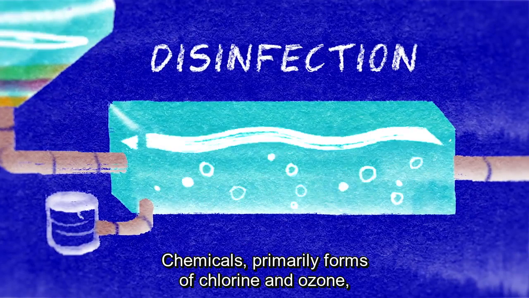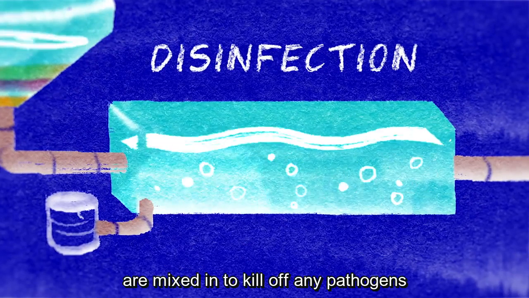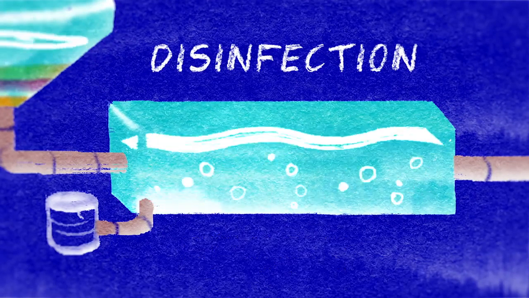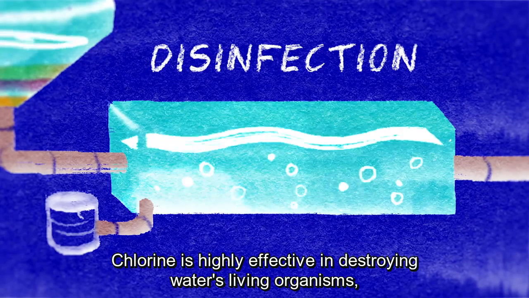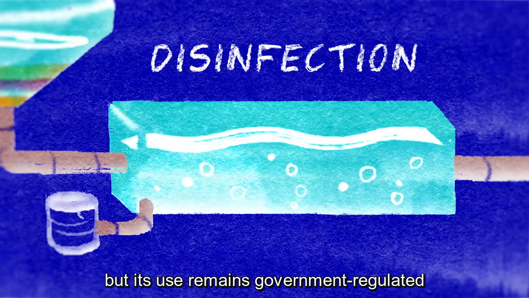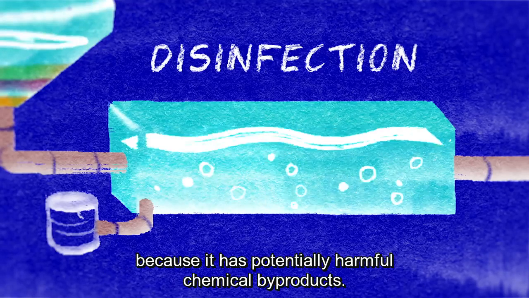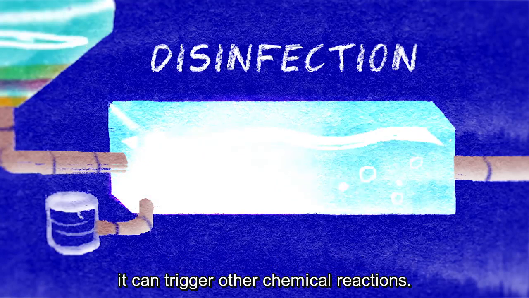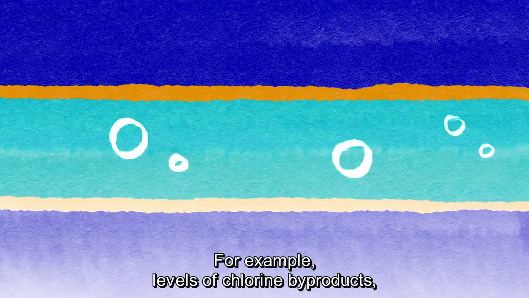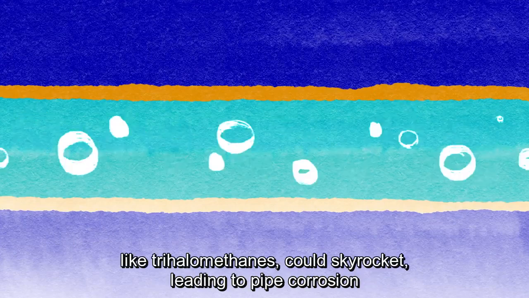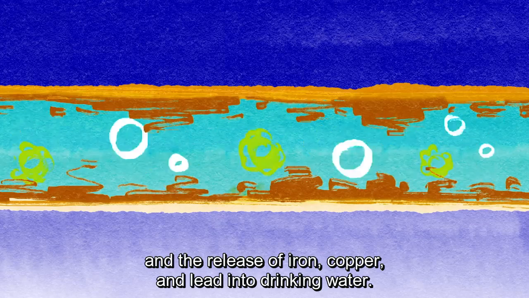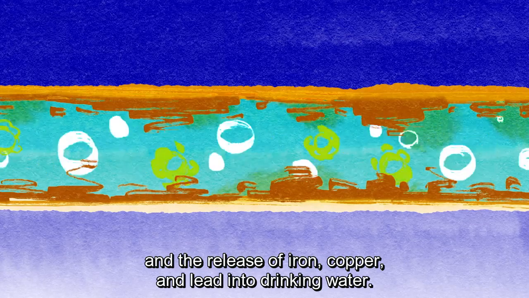Chemicals, primarily forms of chlorine and ozone, are mixed in to kill off any pathogens and to disinfect pipes and storage systems. Chlorine is highly effective in destroying water's living organisms, but its use remains government regulated because it has potentially harmful chemical byproducts. And if an imbalance of chlorine occurs during the disinfection process, it can trigger other chemical reactions. For example, levels of chlorine byproducts like trihalomethanes could skyrocket, leading to pipe corrosion and the release of iron, copper, and lead into drinking water.